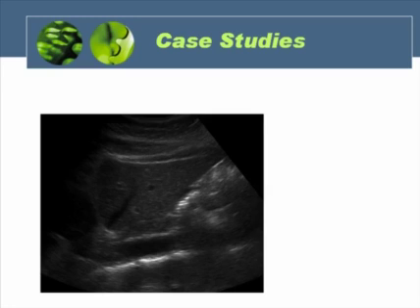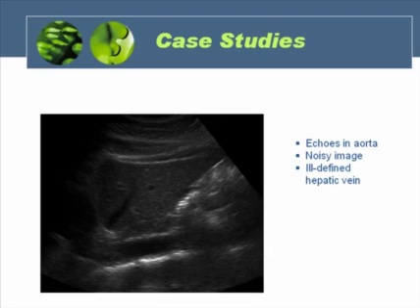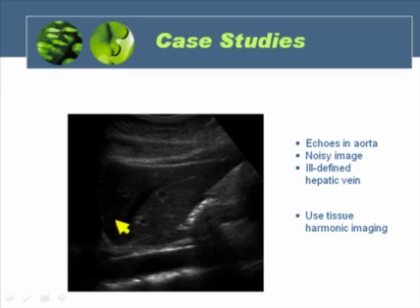Let's look at this image. What do we think? There are echoes in the aorta. Also, this image is fairly noisy. Let's look at this hepatic vein and you see echoes in there. We should not have echoes in normal blood vessels. Putting on tissue harmonic imaging will give us better contrast resolution and eliminate those artifactual echoes. Notice also that we have much better definition of the hepatic vein.